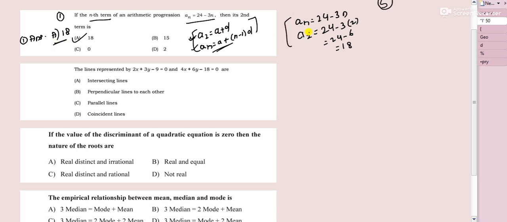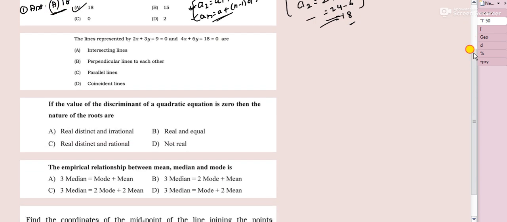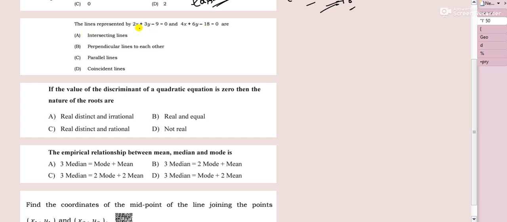You can do the working in your rough sheet. There is no need of showing this. Even if you show it in your answer sheet, that is fine, but you have to represent the answer like this at last. Now coming to the second question: the lines represented by this and this are dash.